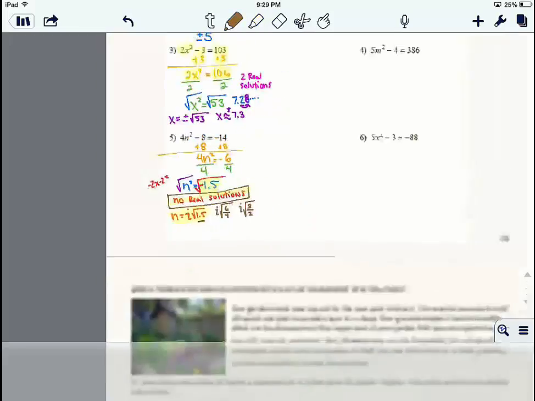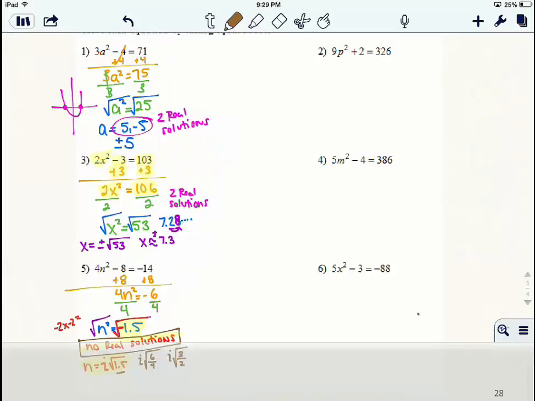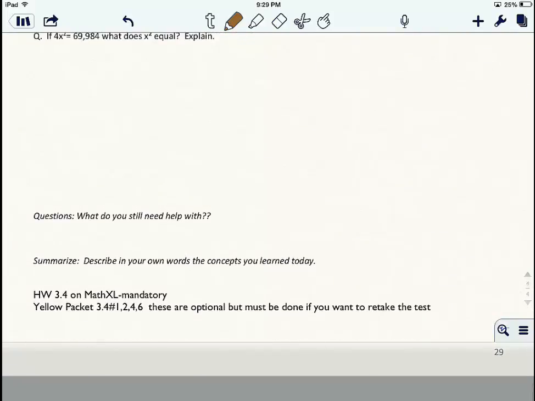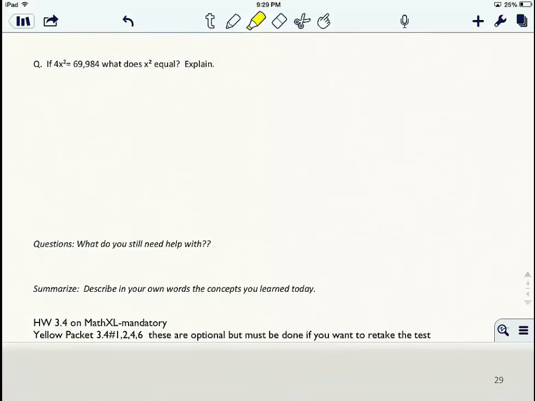What I'd like you to do now is problems 2, 4, and 6. However, before you do that, I want to show you this back page. There's a bonus problem. And also, here's your homework. Okay, the 3.4 on MyMathLab is mandatory. The yellow packet is extra credit. They're extra practice problems. The front of the yellow packet, the first assignment says 3.5. Change that to 3.4. You'd only have to do problems 1, 2, 4, and 6.